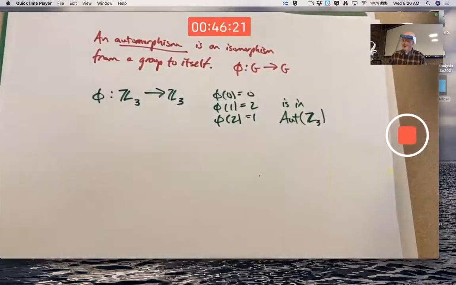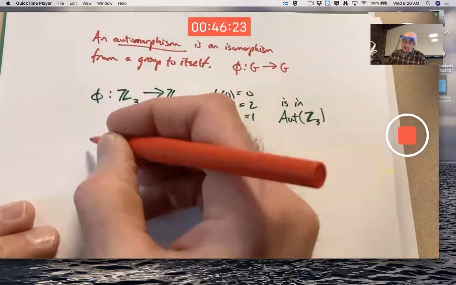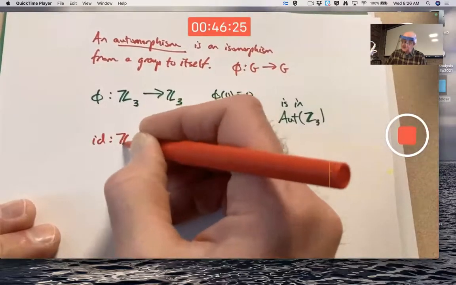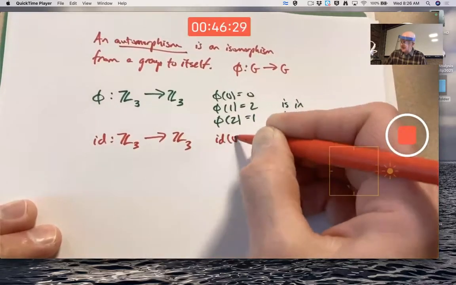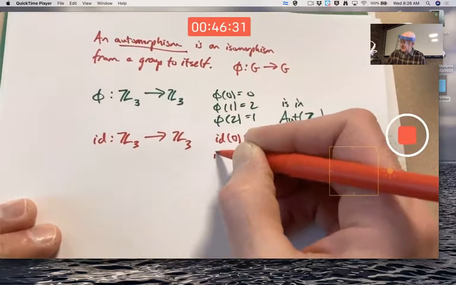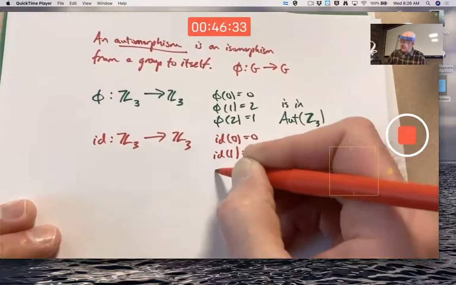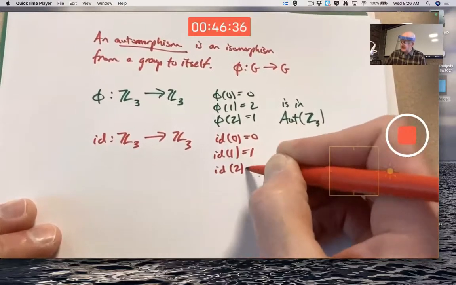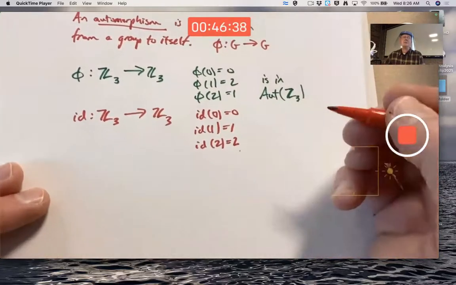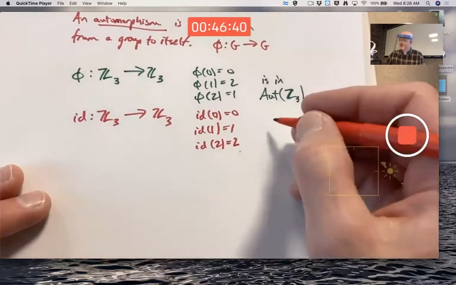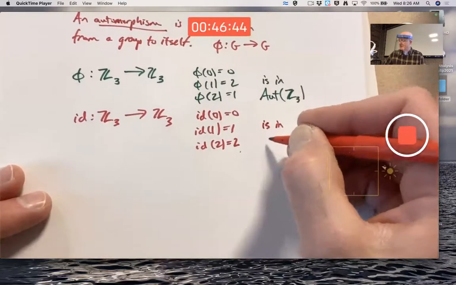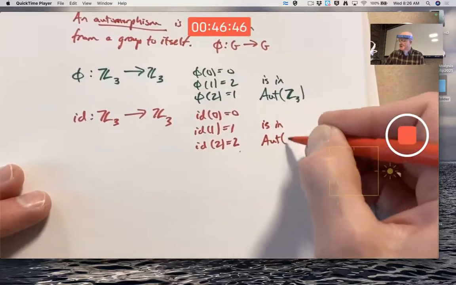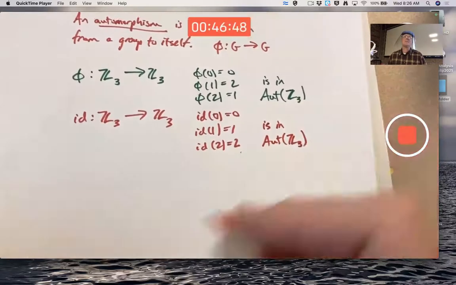Maybe I should write that as ID. ID from Z3 to itself maps every element to itself. And it is an isomorphism. It's operation preserving, which makes sense. So therefore, it's an automorphism of Z3. It's also in the set of all automorphisms of Z3.